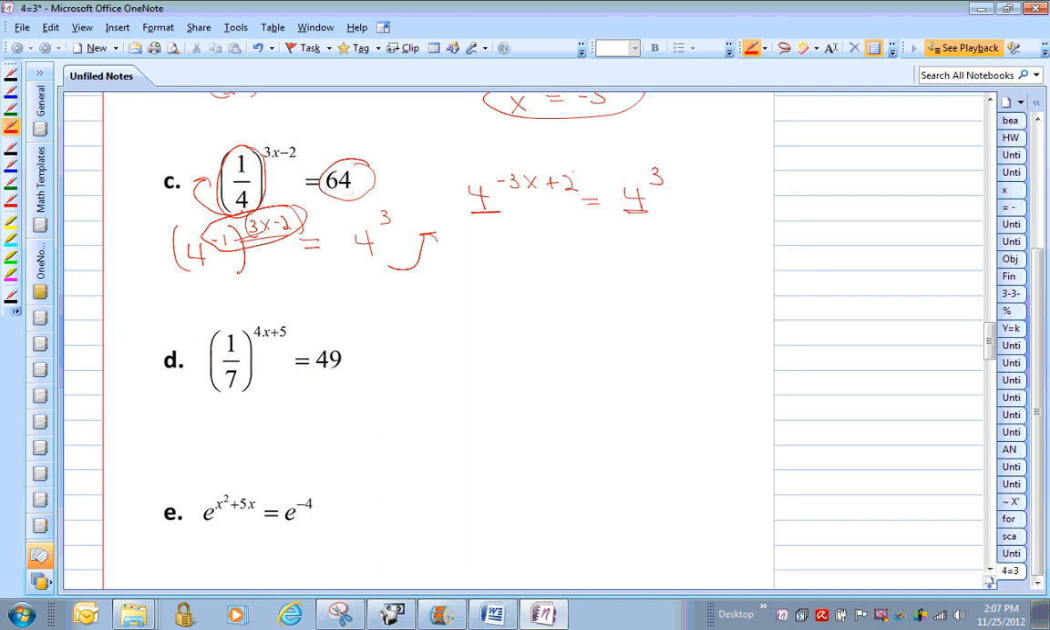Now we are one to one, and we may solve the exponents. So we'd have negative 3x plus 2 equals 3. I would move the 2 over, subtracting it. I would have negative 3x equals 1. Then I would divide by negative 3, and I would get x is equal to negative 1/3.